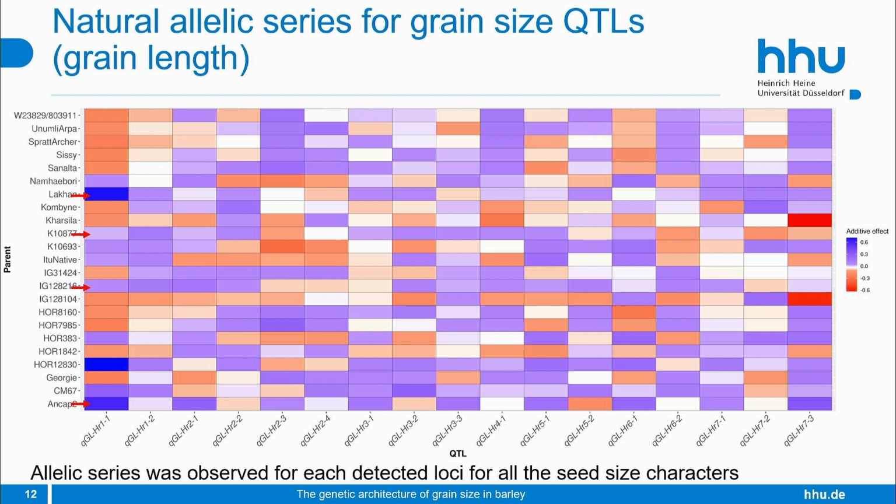You can see there are different shades of blue. What this means is that the effect of each parent at this QTL is different. So there is not only one type of effect, but the magnitude of the effect is varying. And this is also true for all other QTLs across the 7 chromosomes, which means that we see a clear natural allelic series for all the QTLs.